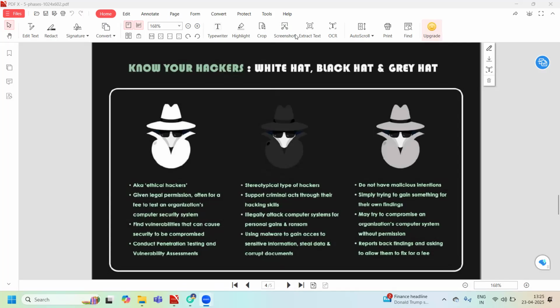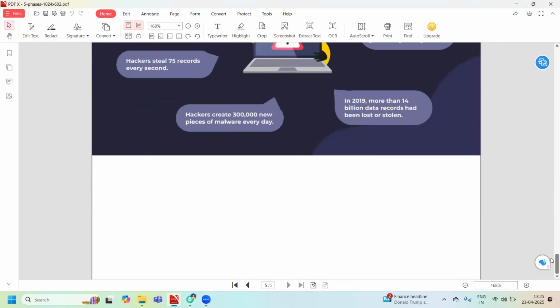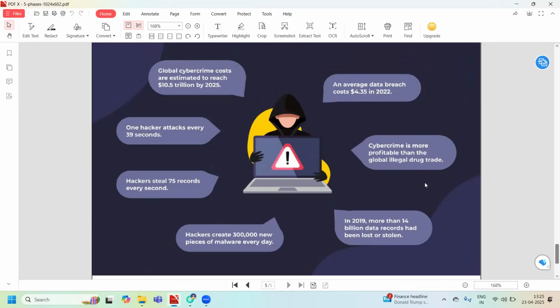So generally, every one of you may be thinking about why there is so much demand for cybersecurity experts or ethical hackers in industry. I want to show you something here. Just a second. So see this PPT here. Global cybercrime costs are estimated to reach 10.5 trillion by 2025. This is a huge amount of money.